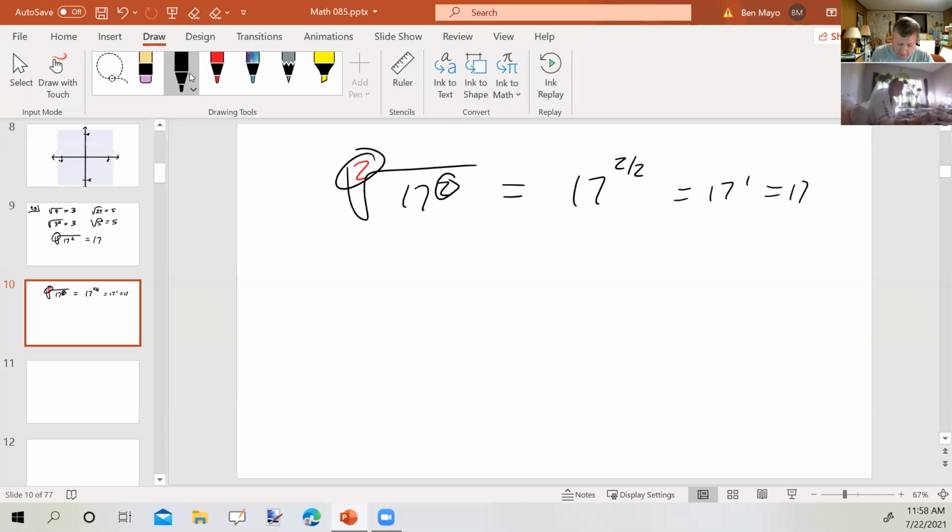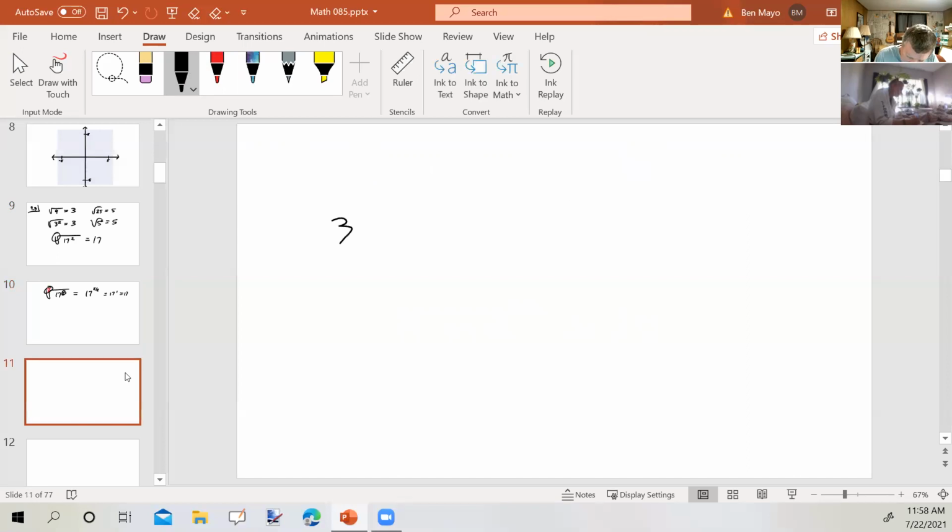Okay. Now, what about the cube root of 8 cubed? Well, that would be 8, right? Because the index and the exponent would reduce things down.